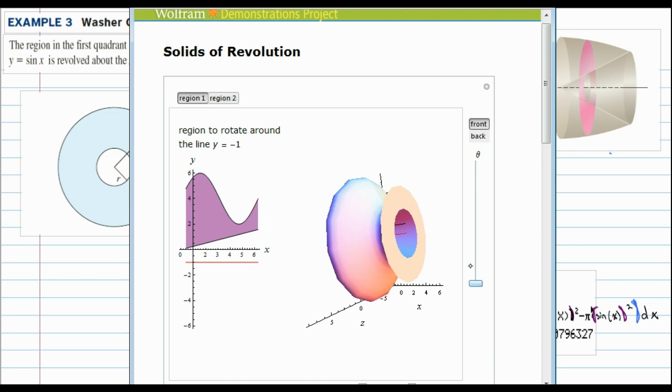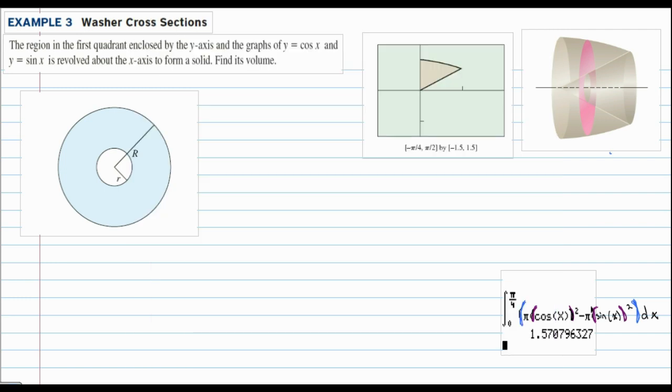So still a solid object, but we're going to work with these types of cross sections that have a hole in the middle. We're going to call those washers. So example 3 says the region in the first quadrant enclosed by the y-axis and the graphs of y equals cosine of x and y equals sine of x is revolved about the x-axis to form a solid.